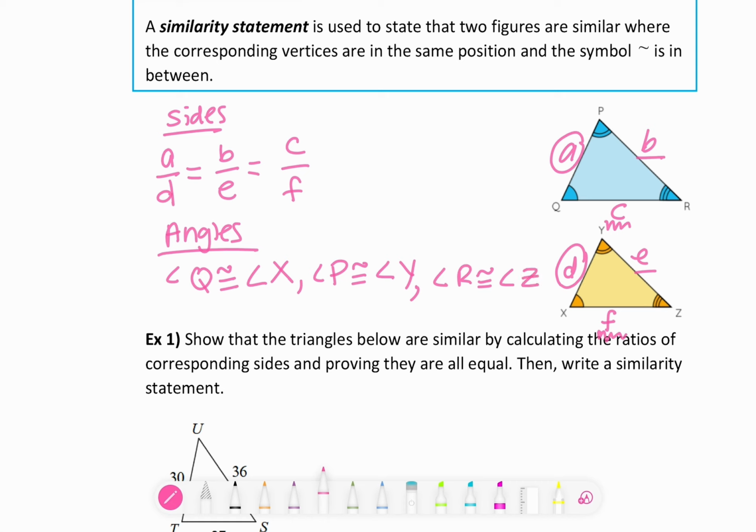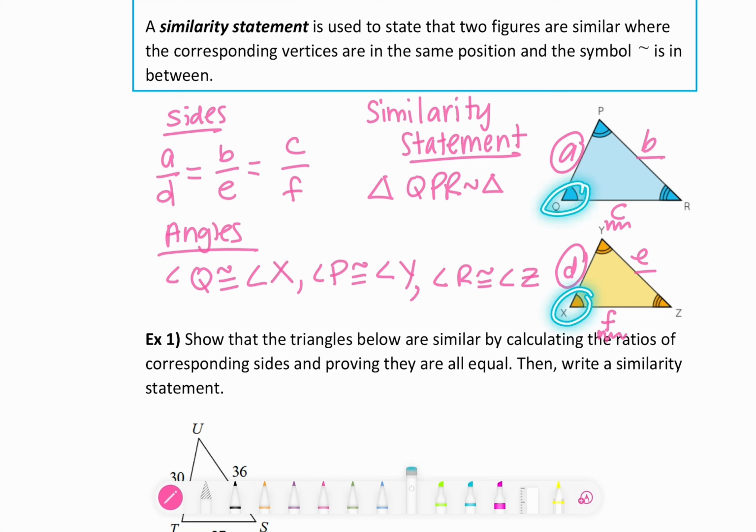Now a similarity statement that we can use here is going to, again, have that similarity symbol, that means similar, in between. We can write our first triangle in any order we want. I'm just going to go QPR. QPR, that's the triangle on the top, is similar to triangle, and then find the corresponding vertices. Q corresponded with X, and then P with Y, and then R with Z. So we're going that same order. So QPR, and then XYZ. So triangle XYZ. And that's what a similarity statement might look like.